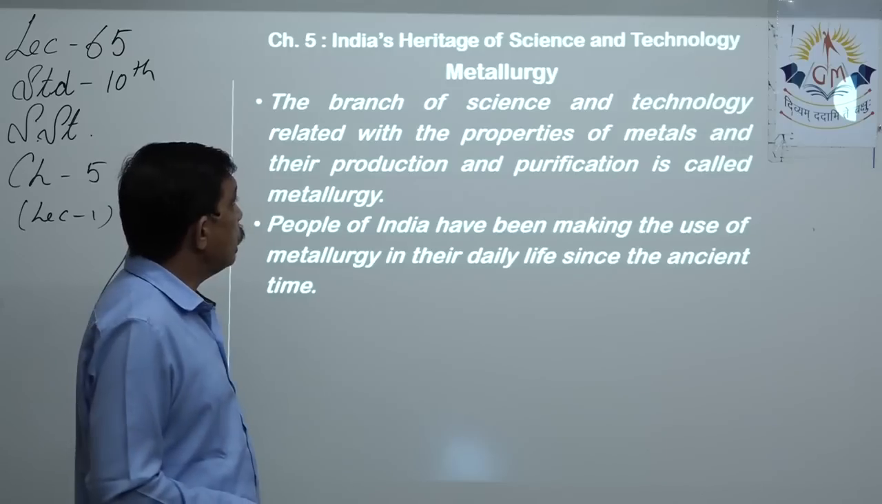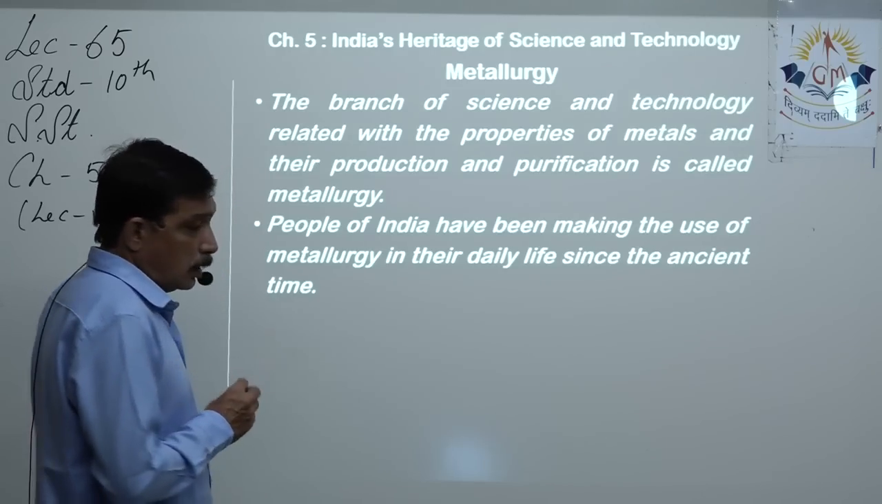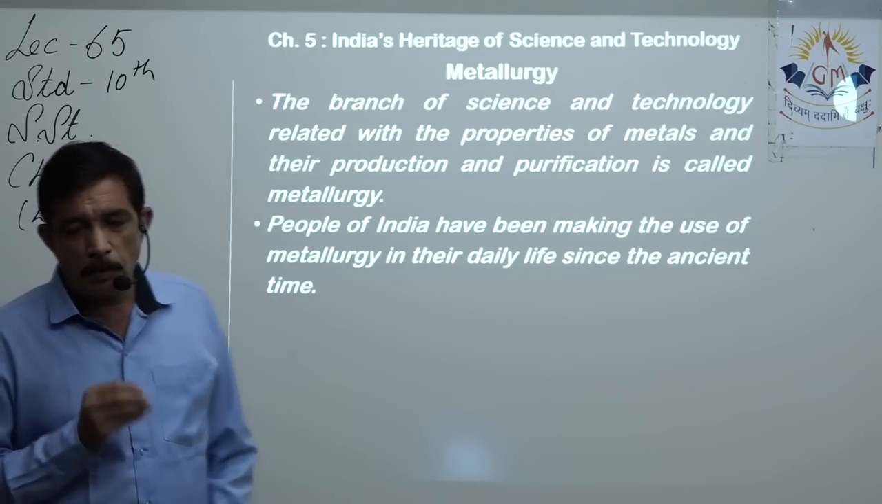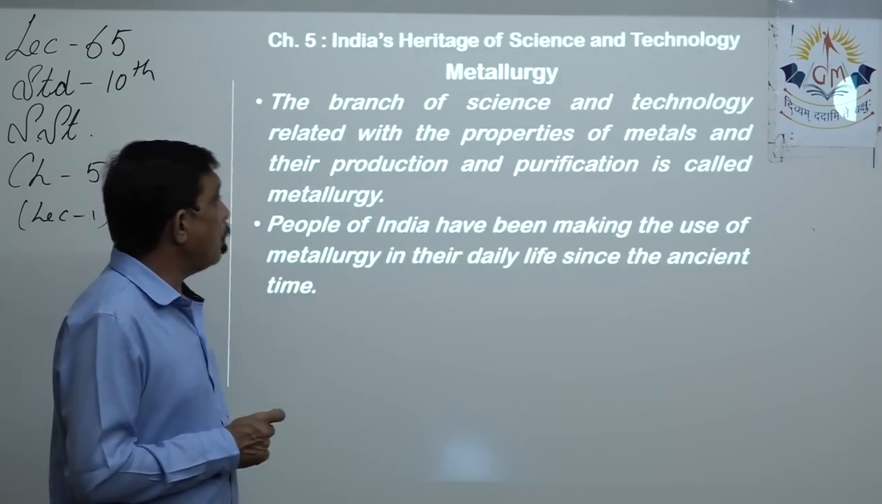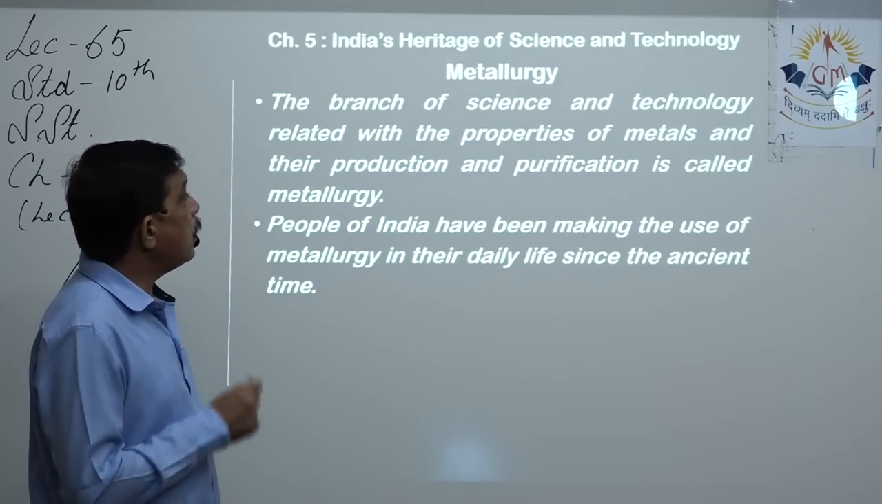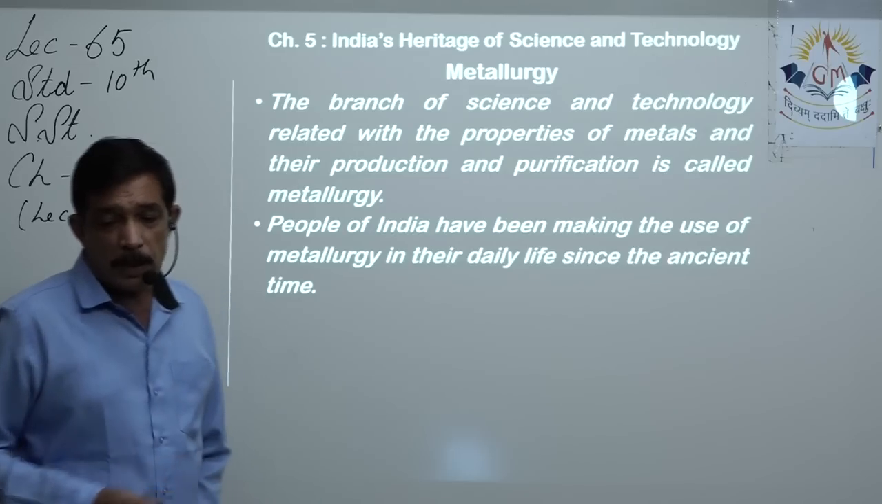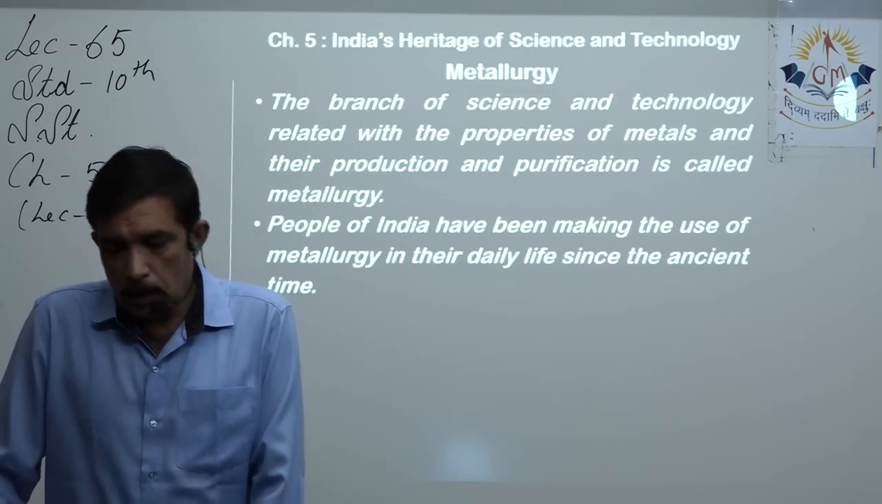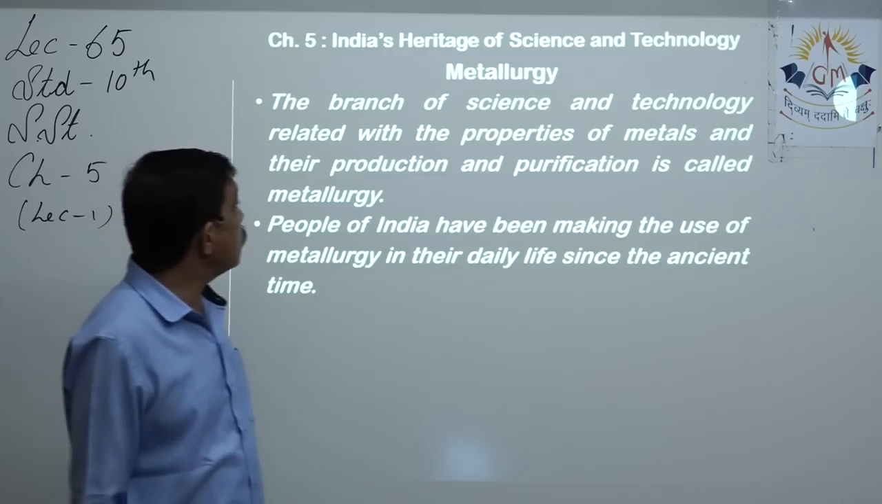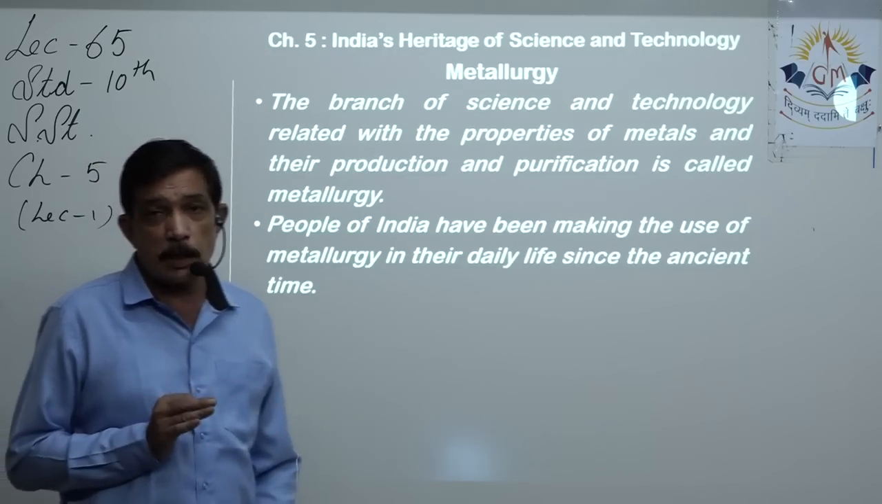Now the first we come to is metallurgy. Now what is metallurgy? The branch of science and technology related with the properties of metals and their production and purification is called metallurgy. This happens to be the definition of metallurgy. We are repeating it again. The branch of science and technology.